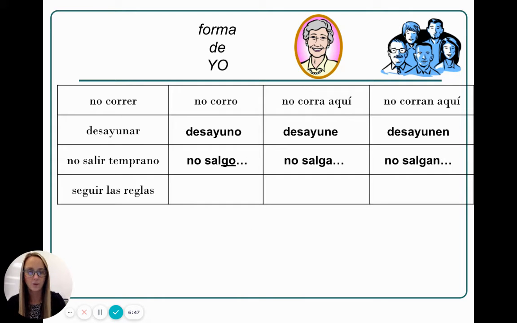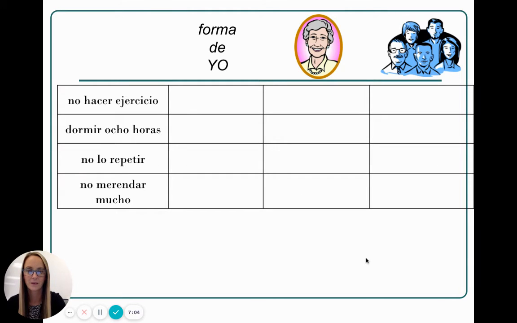No salgo, so you would come up with no salga, no salgan. Sigo being the yo form. So if you wanted to command her to follow the rules, siga. If you wanted to command them to follow the rules, sigan. You can pause the video and try the next 4, and then you can listen to me go over the answers.